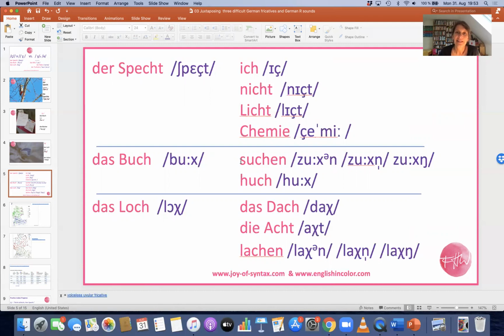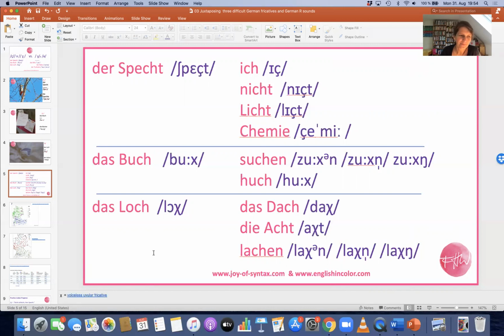Yeah, I can provide more examples if you need that. Anyway, right now we'll just compare these words. And then Loch, and we have Dach, Acht, Lachen. Dach, the roof, Acht, 8, and Lachen, laugh. And just in case you're interested, we can say Lachen or Lachen or Lachen. So there are various ways of assimilating the sounds, but that's the stuff for another video.